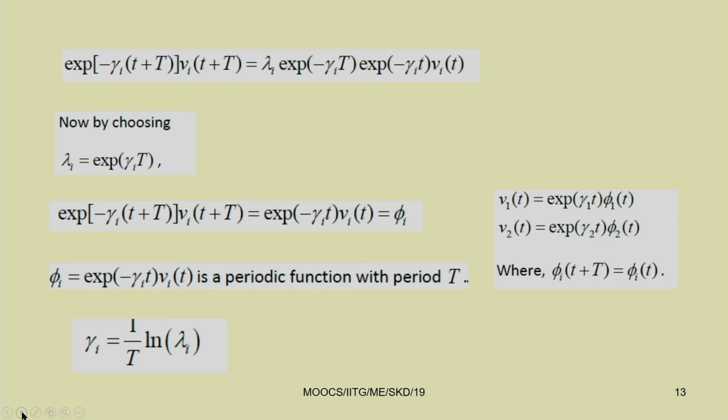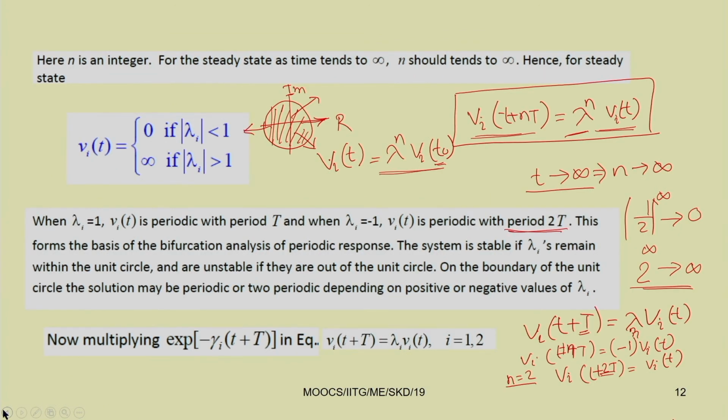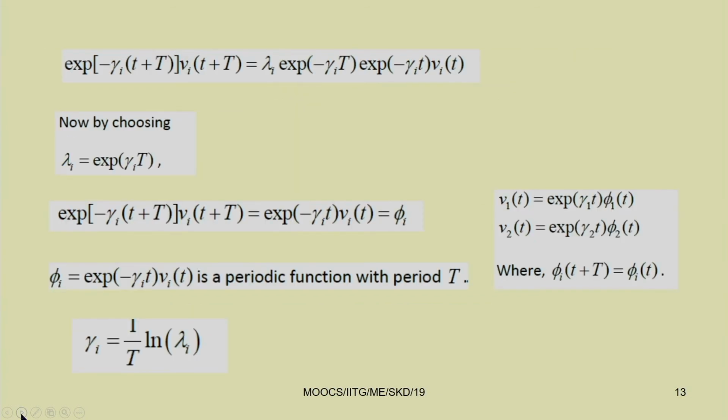Previously we had lambda_i v_i(t), and now you have multiplied this by e to the power minus gamma_i t. So, this becomes lambda_i e to the power minus gamma_i t into e to the power minus gamma_i T v_i(t). So, you can write e to the power minus gamma_i (t plus T) equal to e to the power minus gamma_i t into e to the power minus gamma_i capital T.